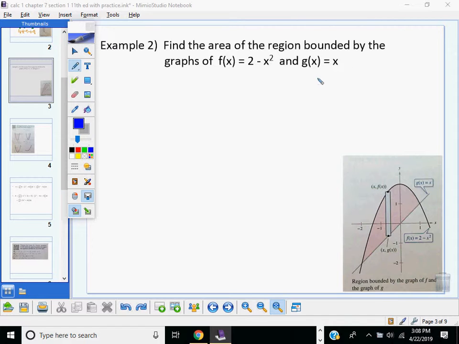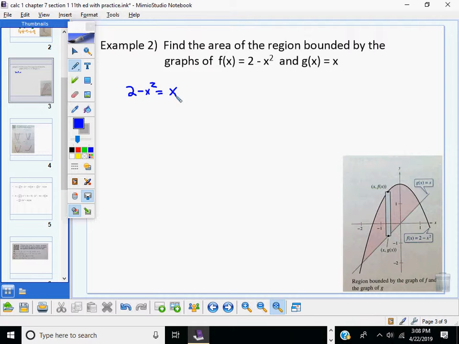Now what they don't give us this time is x values. They don't tell us going from 0 to 1 like the last example. So the first thing we have to do is figure out where these two graphs intersect. In order to do that, we want to set them equal to each other. So we want to know when is 2 minus x squared equal to x. When will they have the same y values?